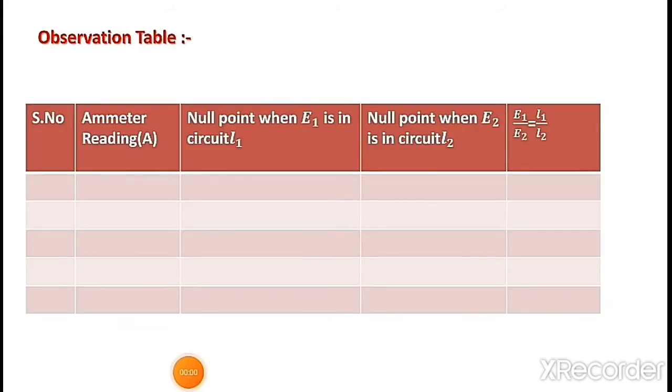Now we have a table here which consists of the ammeter reading, the null point when E1 is in the circuit and its corresponding length L1, and the null point for E2 and its corresponding length L2. We have to write these readings in this table, and we have to take the ratio of L1 and L2, and through that we are going to find the ratio of E1 and E2 by putting the values of L1 and L2.